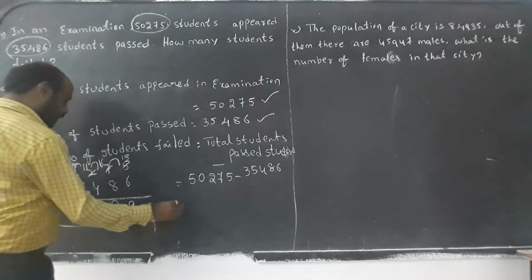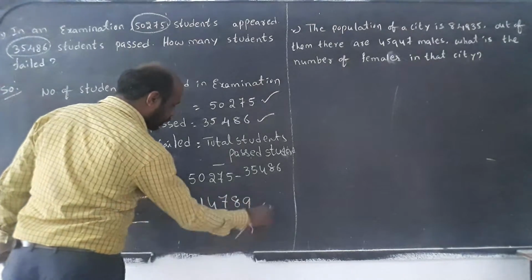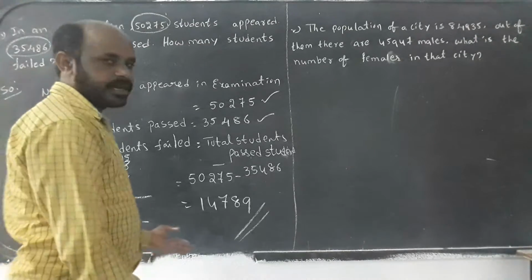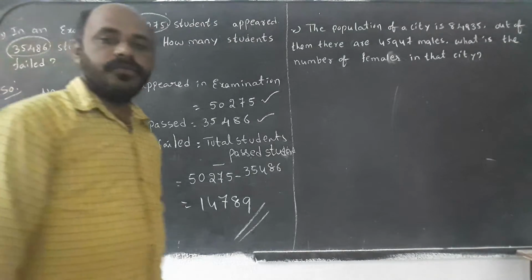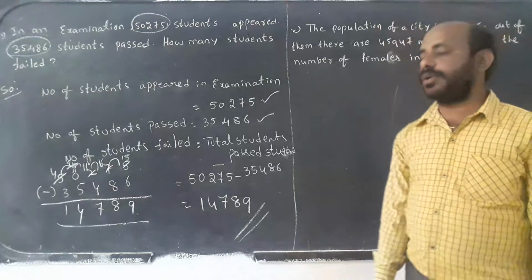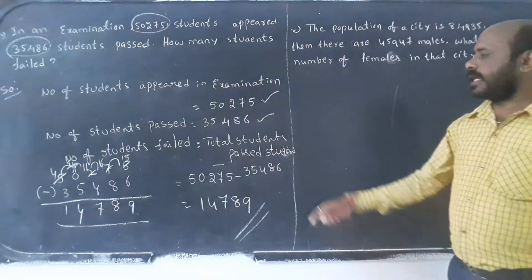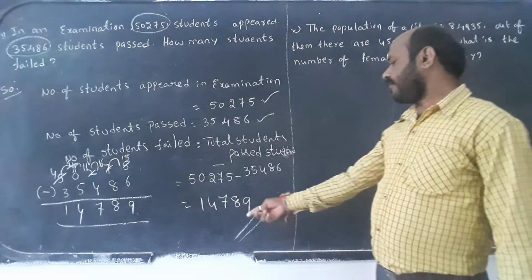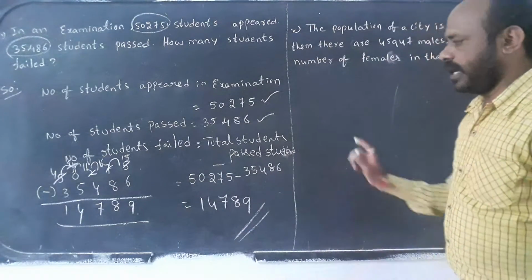Total, how much should it be? It will be 14,789. How many students failed in the examination? 14,789 students failed in the examination. Total how many wrote? 50,275 wrote. Of that, how many passed? 35,486 passed. Then how many failed? 14,789 students failed in the examination.